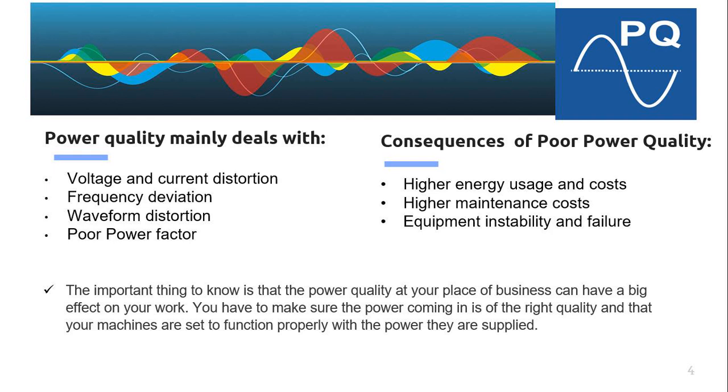The consequences of poor power quality are higher energy usage and cost for the industry, higher maintenance cost, equipment instability and failure. The main point to be noted is that power quality at your place of business can have a big effect on your work. You have to make sure the power coming in is of the right quality and that your machines are set to function properly with the power they are supplied.